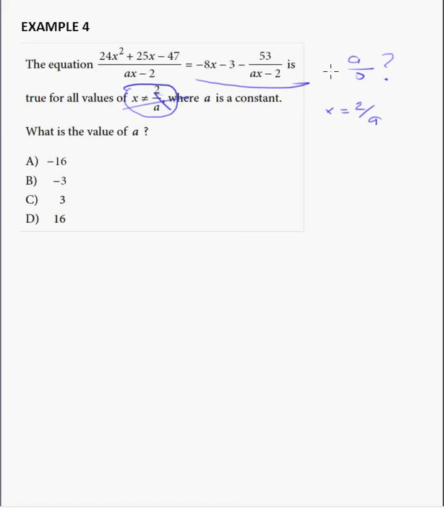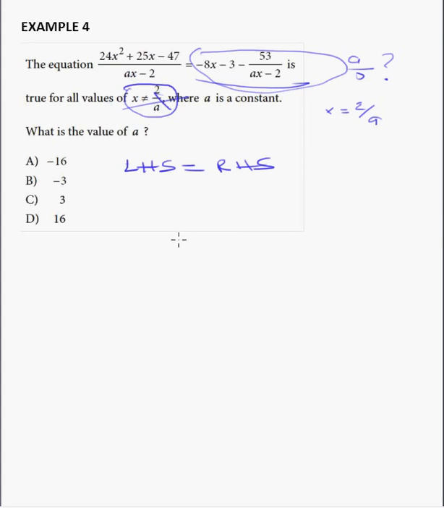So now the question is, we want to find a. Similar to the example we just did, all we've got to do is express this and this to be of the same form, and we can compare the a. So let's express this right here in the form of the left side. So remember, the left hand side should be equal to the right hand side, right?